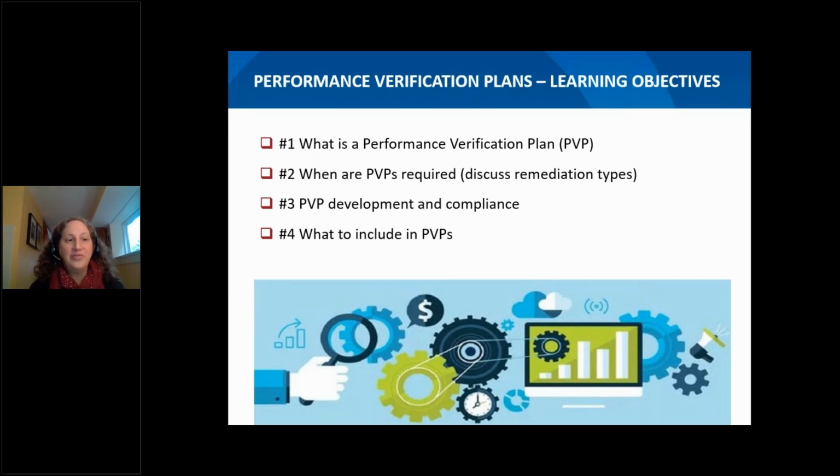As an overview for this presentation, I will be discussing 4 learning objectives regarding performance verification plans. I will explain what PVPs are and their purpose, and then describe when PVPs are required. I will also provide the details of PVP development and compliance requirements, discuss remediation types that determine when a PVP is required, and provide guidelines for the items to incorporate into PVPs. Next slide, please.